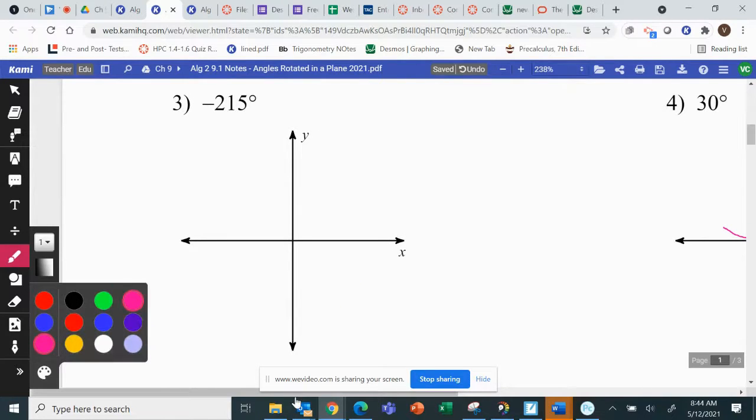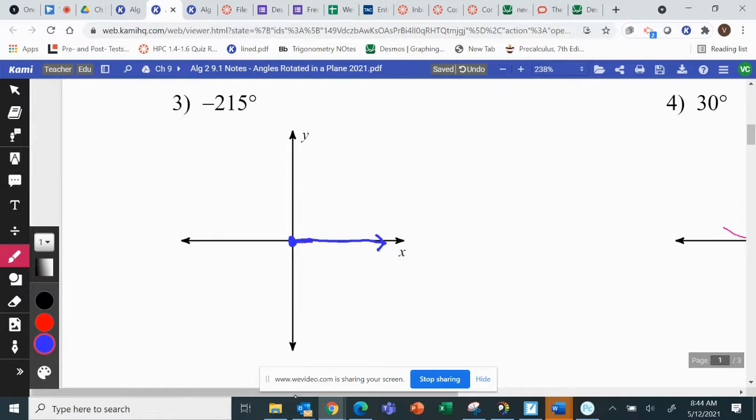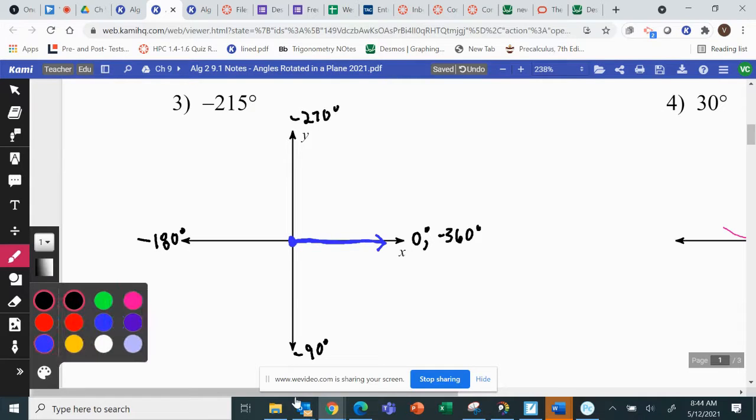Okay, next one is negative 215. I'm going to start. I've got my initial side on that positive x-axis. I notice this is negative, so I'm going to start with 0 degrees, negative 90, negative 180, negative 270, negative 360. I'm going to go negative 215. So if I go negative 180, that's halfway. I've got to go further than that. Negative 215, maybe somewhere up here.